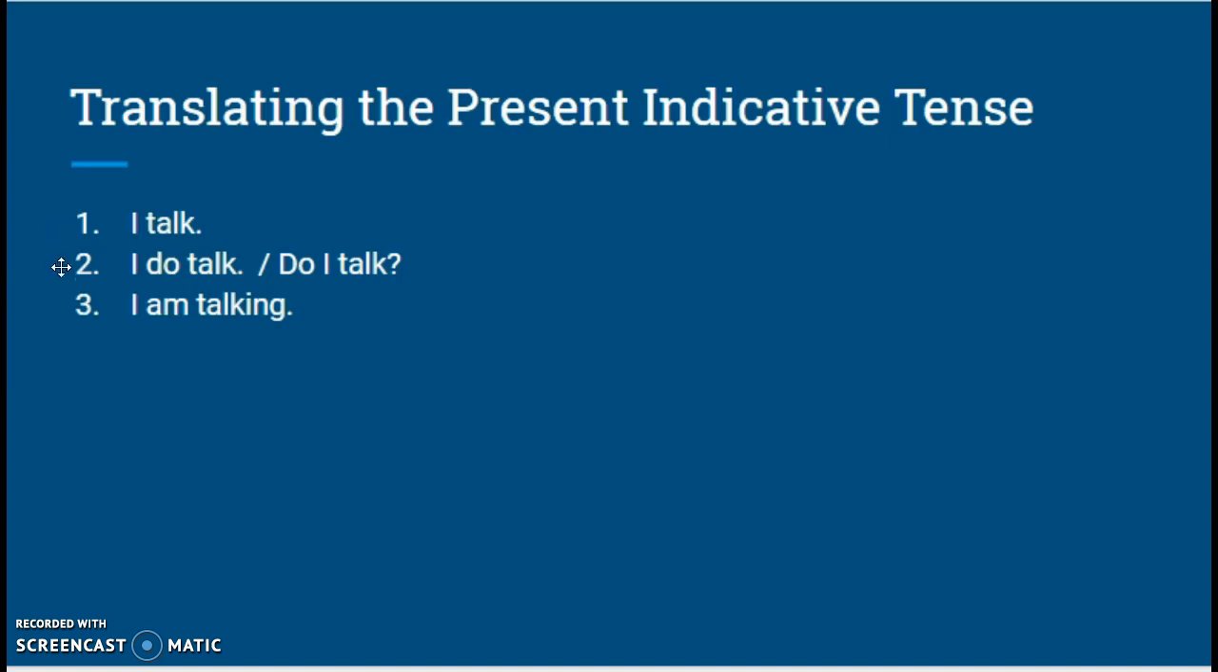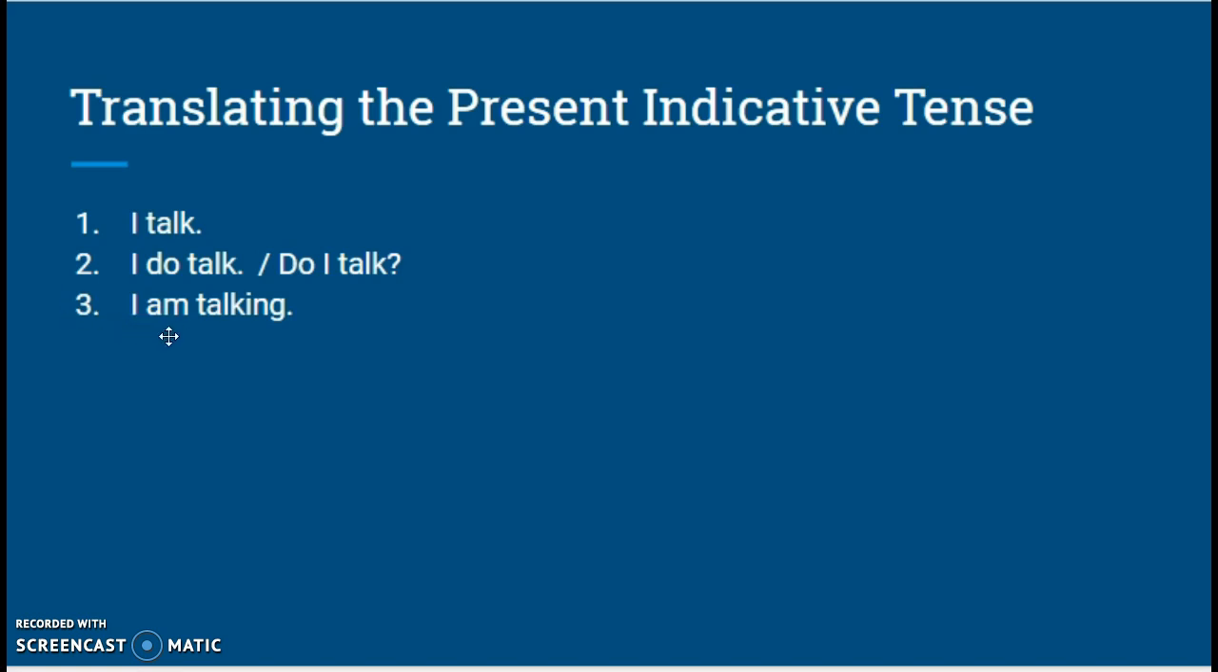We can have a helping verb do, like I do talk or do I talk as a question, and then the intonation just changes there. So I could say hablo, I do talk, or hablo, do I talk? So you can tell my voice is different between saying hablo and hablo, since it goes up towards the end. And then number 3, I am talking.